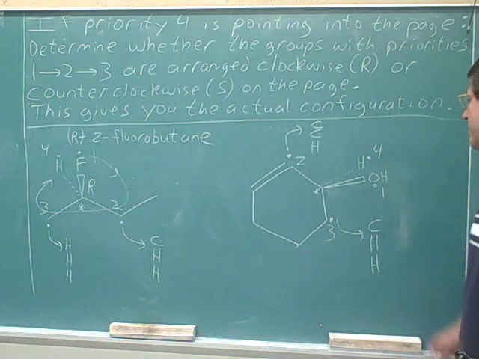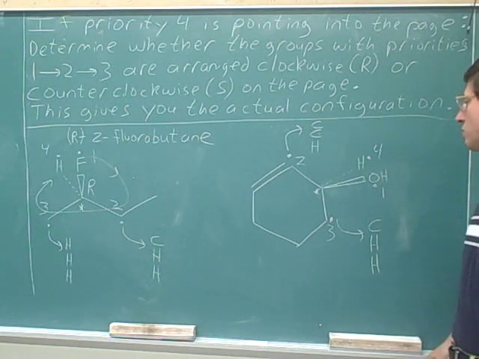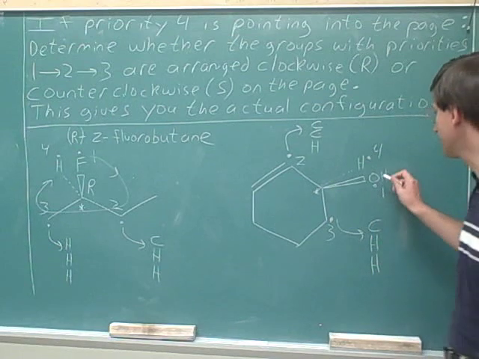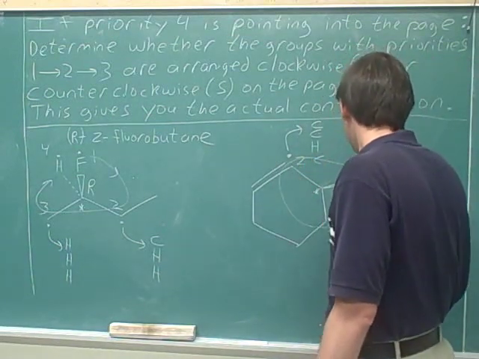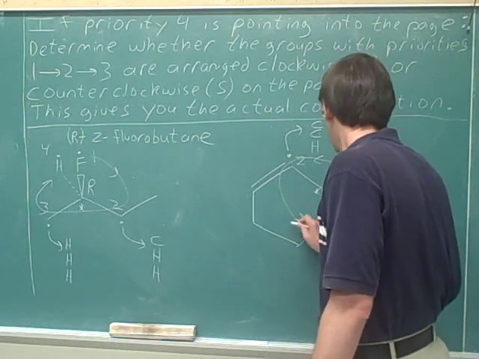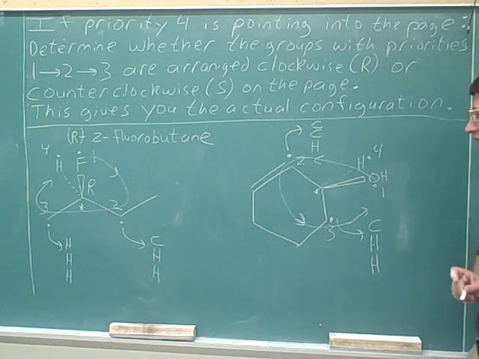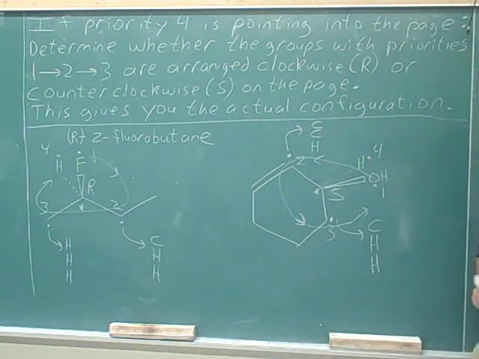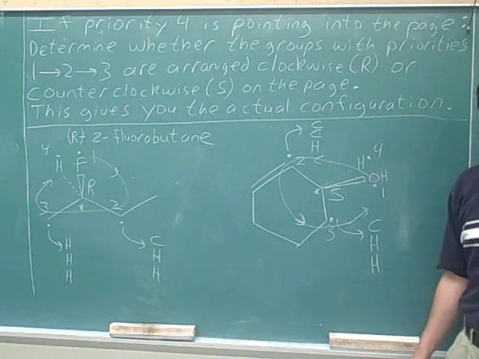Once again, we've been very fortunate that the number 4 is pointing into the page already, so we can just look to see what the configuration of 1 to 2 to 3 is. Starting at number 1, then moving to number 2, then to number 3, then back to number 1. You can see that now we're moving in a counterclockwise direction. Counterclockwise is indicated by an S. So this stereocenter would get the S designation.